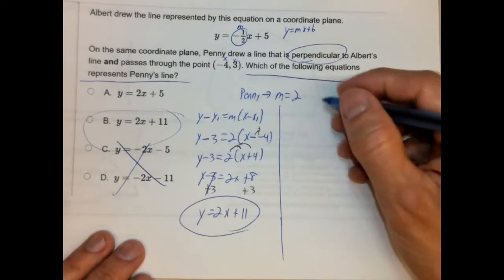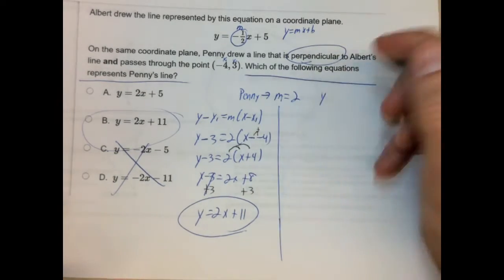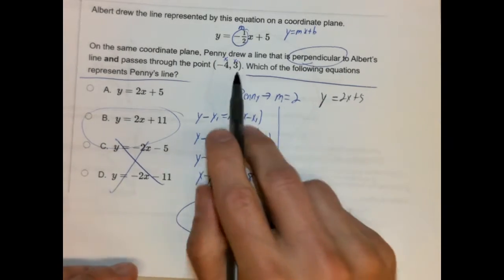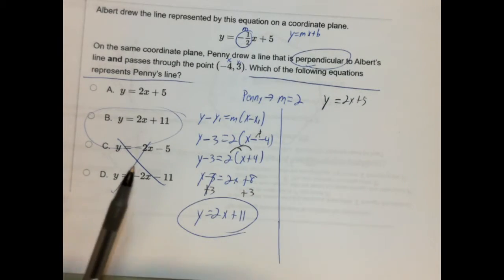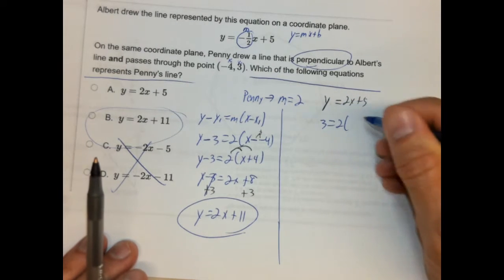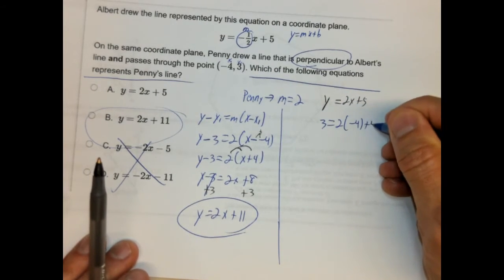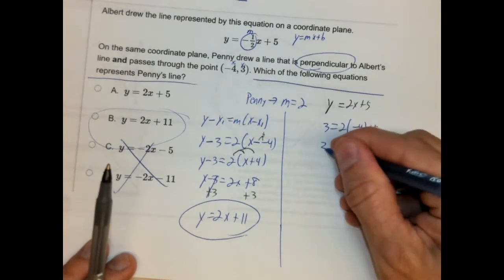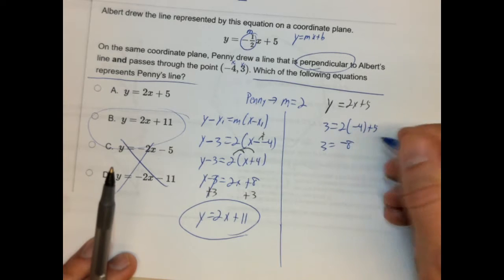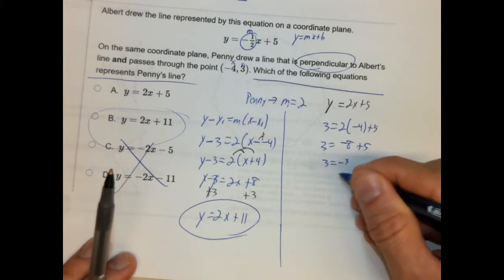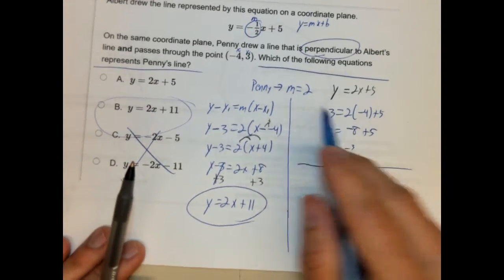So we're going to take the first one. So I'll use a different color here. So y equals 2x plus 5. And let's plug in -4 and 3. So our x is going to be -4, our y is going to be positive 3. So 3 equals 2 times -4 plus 5. So we just took these points and plugged it in. All right, so 3 equals 2 times -4 is -8. And -8 plus 5 is -3. So that is a false statement. Therefore, it's not the solution. Let's try the other equation.